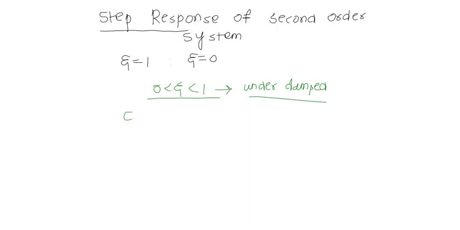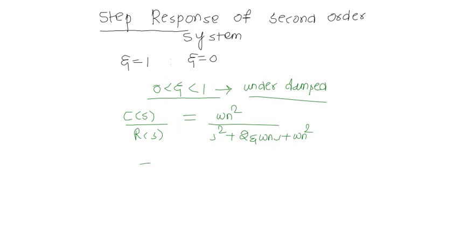We know that the second order system transfer function C of S by R of S equal to omega n square by S square plus 2 zeta omega ns plus omega n square, where omega n is the natural frequency and zeta is the damping ratio. Depending on zeta only we are classifying the system. When zeta equal to 1 critical damped, when zeta equal to 0 undamped, when zeta greater than 1 overdamped, and when zeta value varies in between 0 and 1, that is the underdamped system.